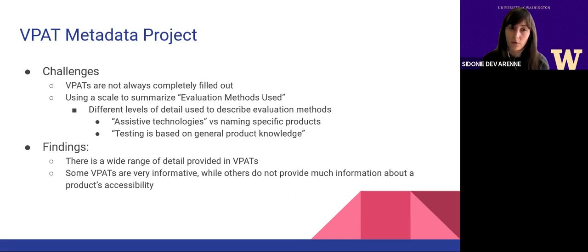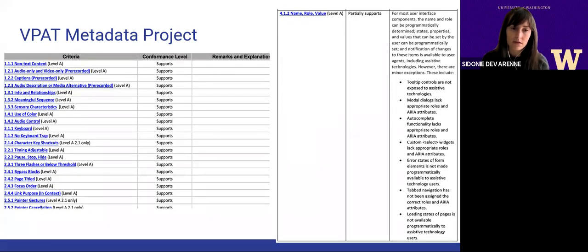Some VPATs are informative and helpful for evaluating a product's accessibility, while others contain very little useful information. Next slide. This is just one illustration of that range of detail. On the left is the table of success criteria from the American Psychiatric Association VPAT. On the right is just one row from the table of success criteria from the Wiley VPAT. Though both VPATs indicate conformance or partial conformance, between the two, the Wiley VPAT is more useful for evaluating accessibility.